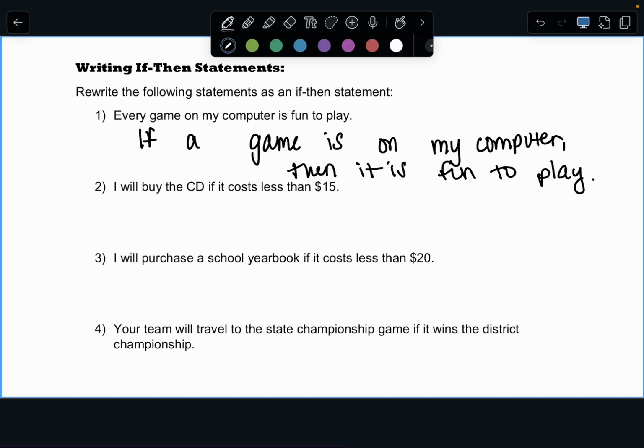And we're not going to talk about whether these statements are true or not today. We'll talk more about that tomorrow, the truth value of these things. So for now, we're just rewriting it. We don't care if they're true or not.